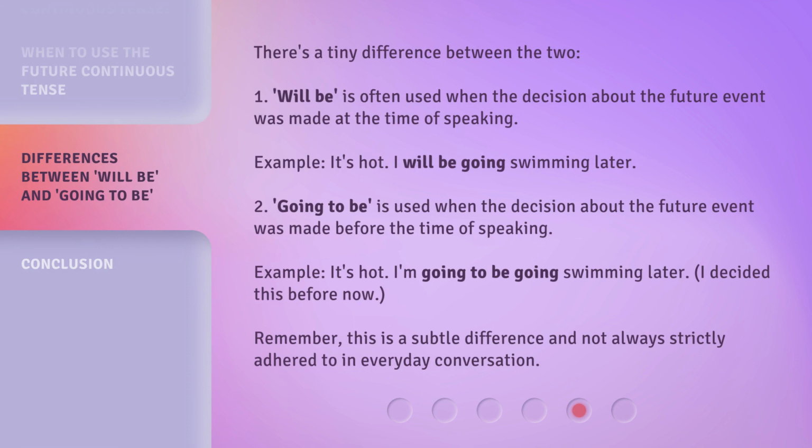There's a tiny difference between the two. 1. Will be is often used when the decision about the future event was made at the time of speaking. Example: it's hot. I will be going swimming later.